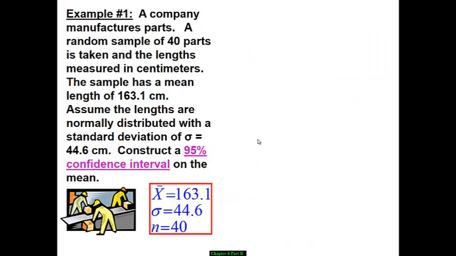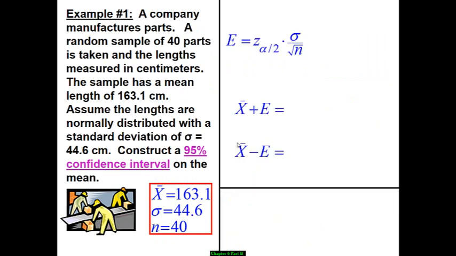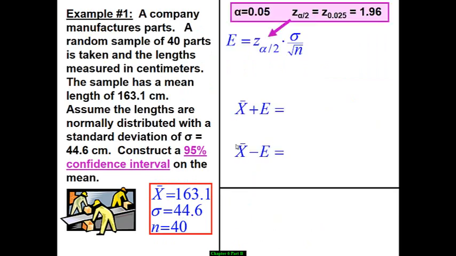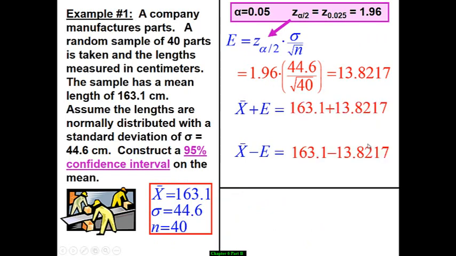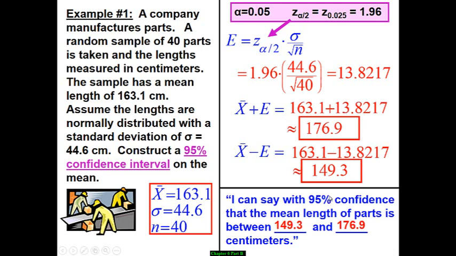So let's look again. Number 1, get your information and write it down. Number 2, find your z-score, using inverse norm or tables. Number 3, put it into the formula and find your margin of error. Number 4, subtract it from your sample mean to find your lower limit, and add it to your sample mean to find your upper limit, and you get your answer. You can say with 95% confidence that the mean length of parts is between 149.3 and 176.9 centimeters.